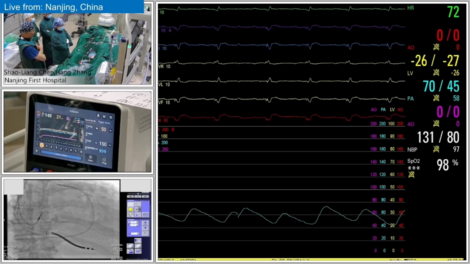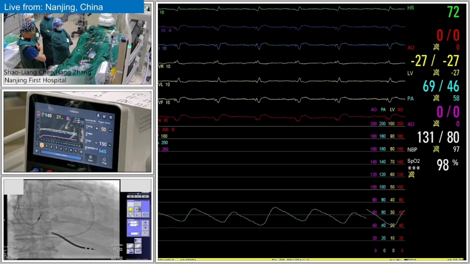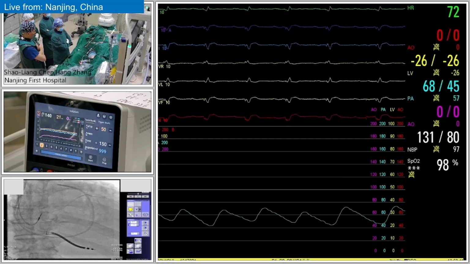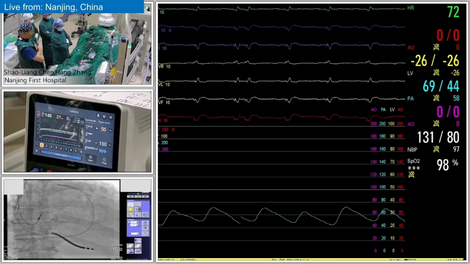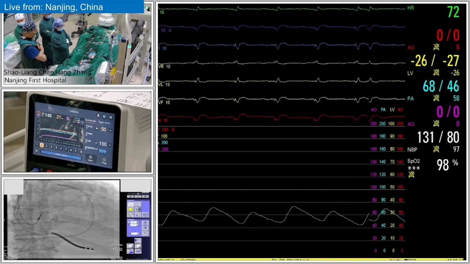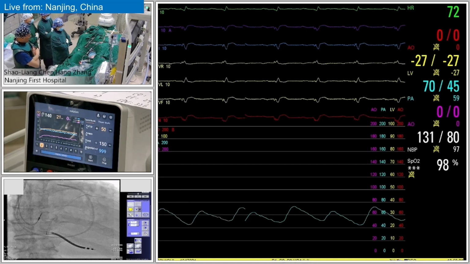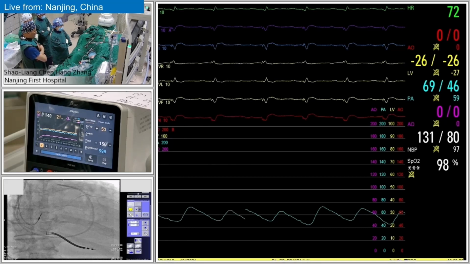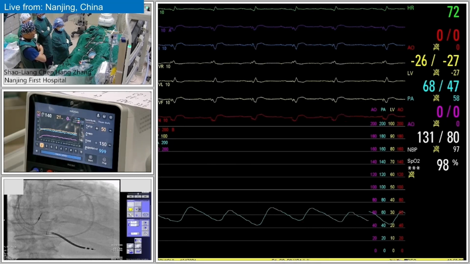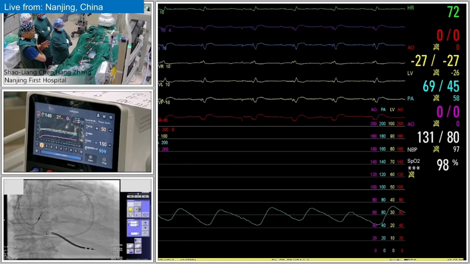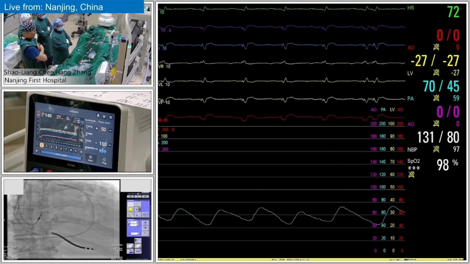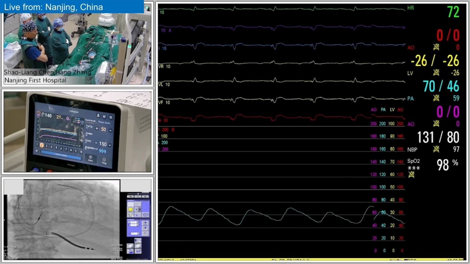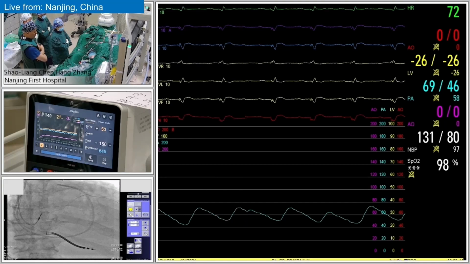Sometimes the measurement of CO is not easy. It usually takes a long time. From our side, we usually need to get the mean value of CO from at least 5 to 10 measurements. Right now it is 3.5. Also, because the Swan-Ganz catheter was kept in the blood system for a long time, it was getting softer and softer. That's another problem in accurately measuring the hemodynamics. Good.